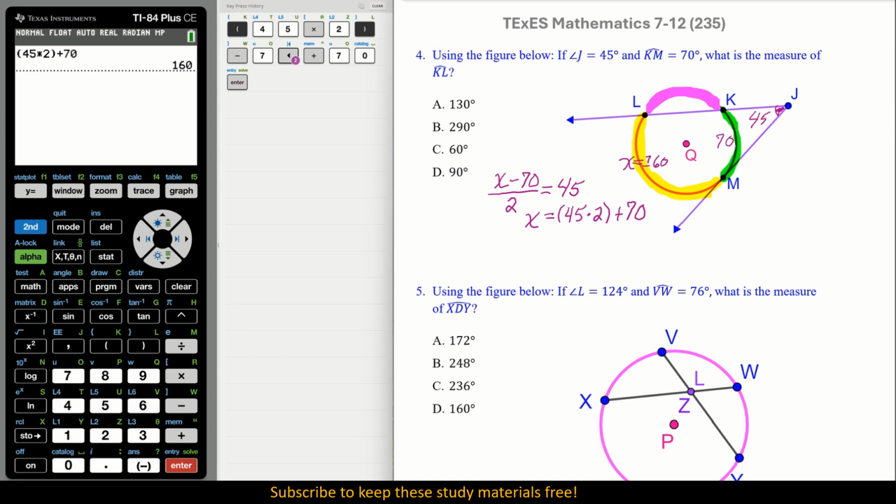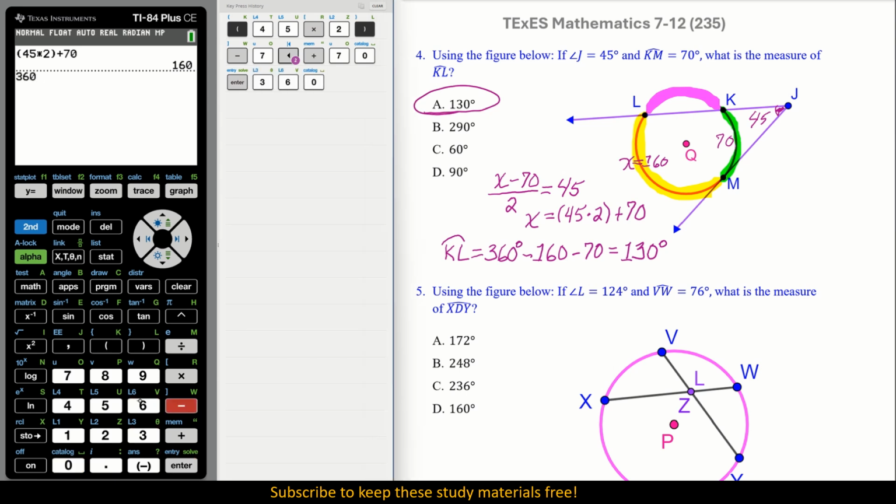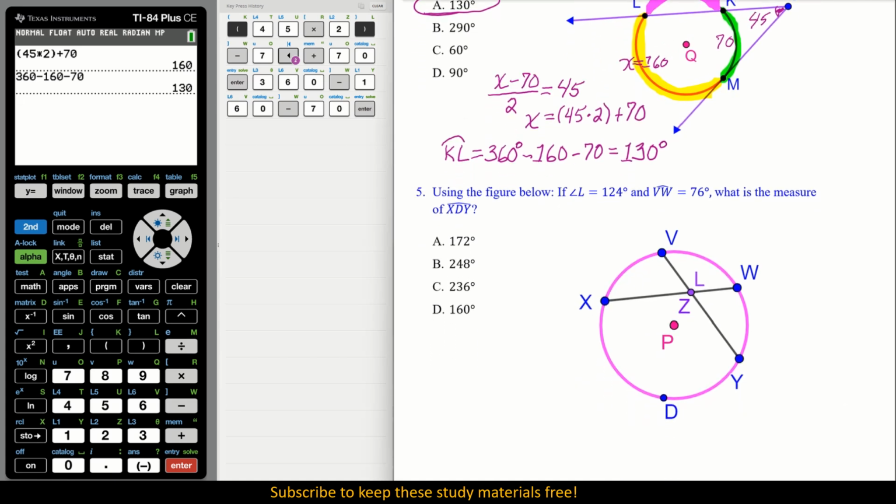Well, it's not a big deal to get the arc KL. So we know that arc KL will equal 360 degrees minus 160, which is 200, then minus 70. And we don't even need the calculator, that will be 130 degrees, option A. We can put it in the calculator. 360 minus 160 minus 70 equals 130 degrees. Okay, so let's look at number 5.